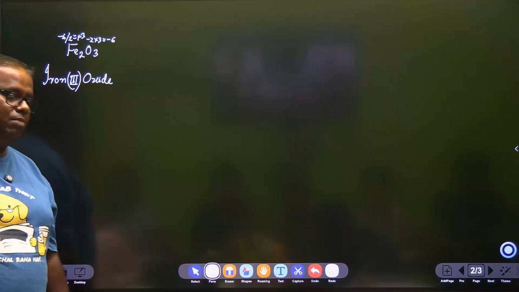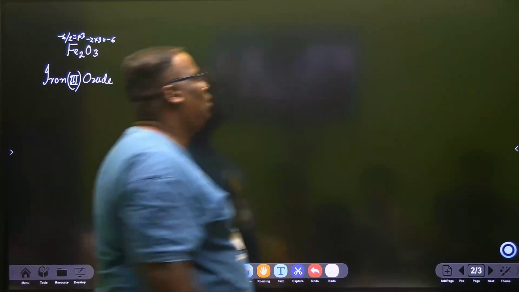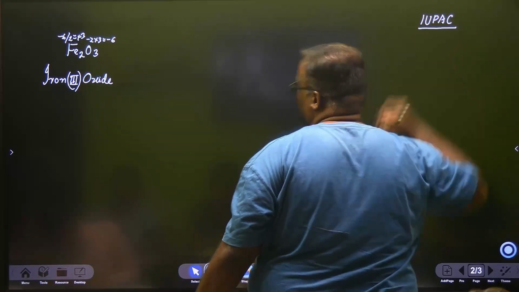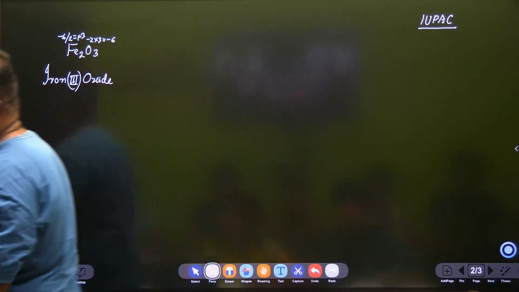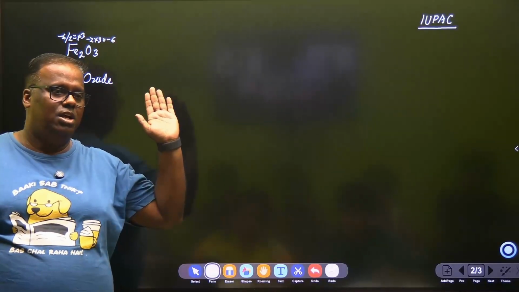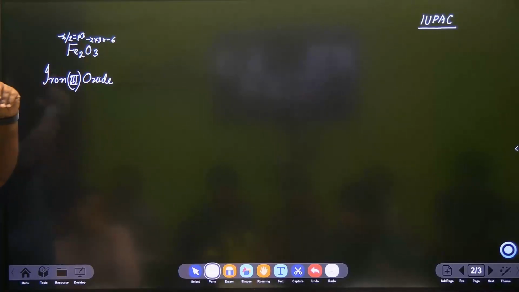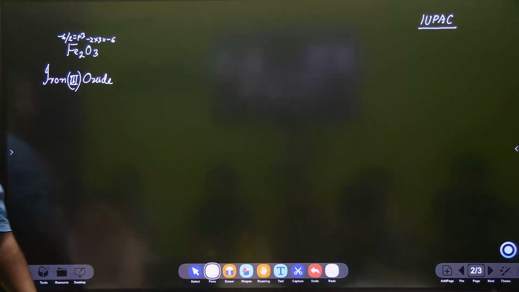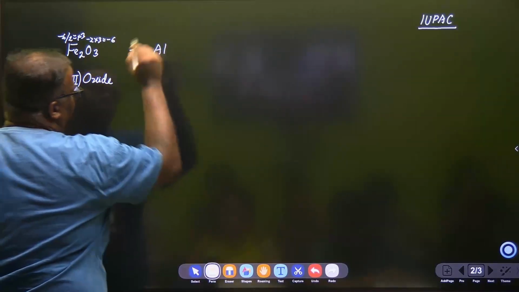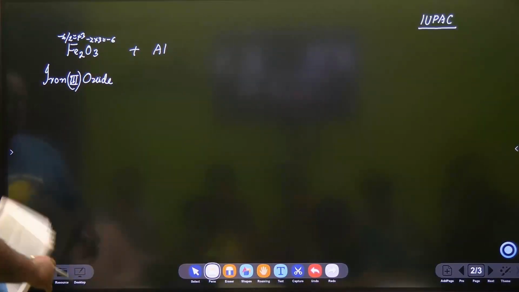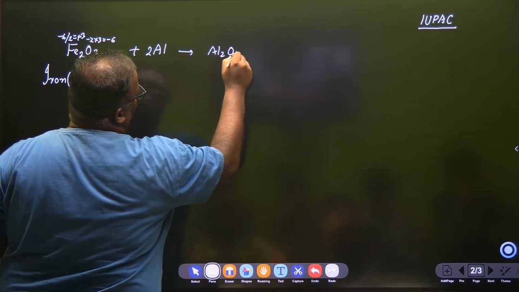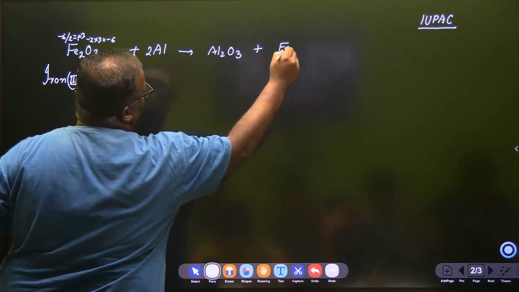Ferric is a trivial name. We always use something called IUPAC names. IUPAC stands for International Union of Pure and Applied Chemistry. So you are not allowed to use these trivial names, ferrous. But the one name by which it will be internationally known is iron 3 oxide. Okay? Iron 3 oxide reacts with aluminium. So 2 aluminium gives you Al2O3 and releases iron.